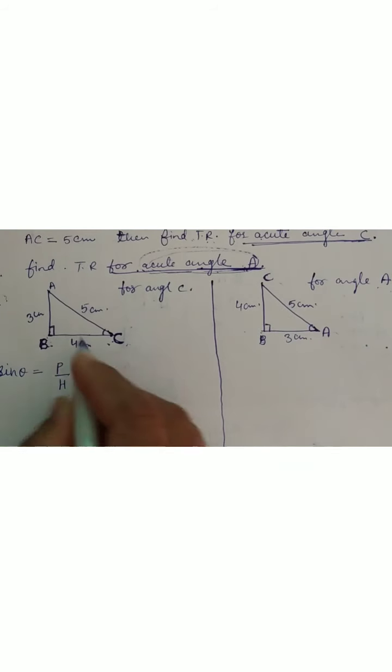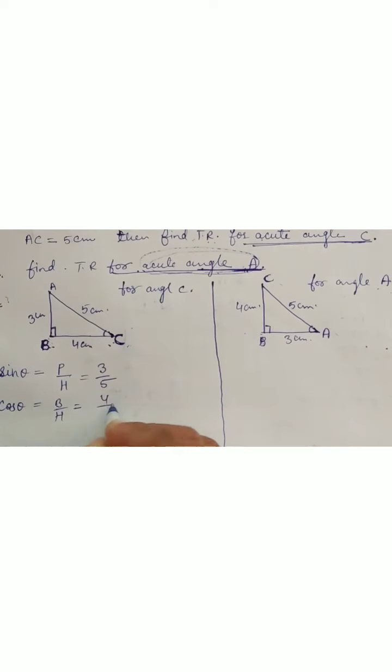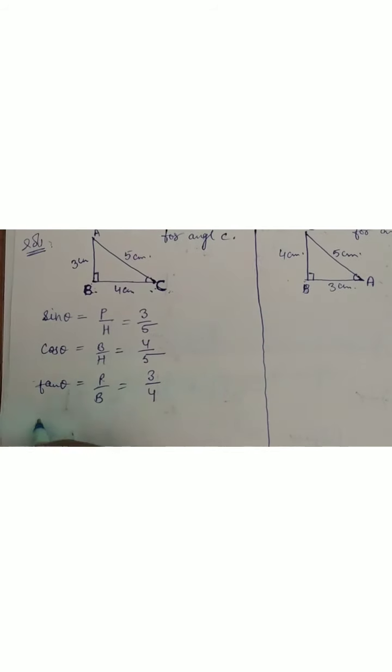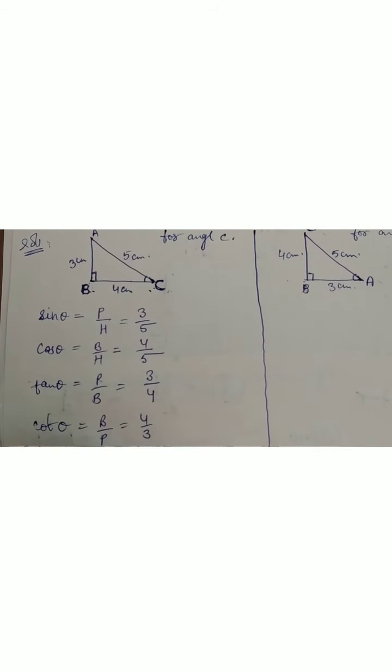Let us see, sin theta is equal to perpendicular upon hypotenuse. Here perpendicular is 3, hypotenuse is 5. Cos theta is equal to base upon hypotenuse. Here base is 4, hypotenuse is 5. Tan theta is equal to perpendicular upon base, that is 3 upon 4. Cot theta is equal to base upon perpendicular, that is 4 upon 3. Sec theta is equal to hypotenuse upon base, that is 5 upon 4. And cosec theta is equal to hypotenuse upon perpendicular, that is 5 upon 3.